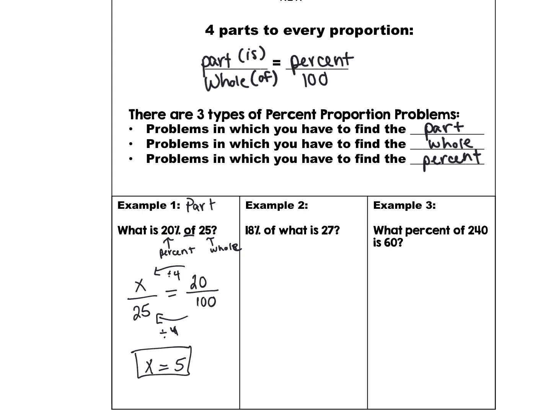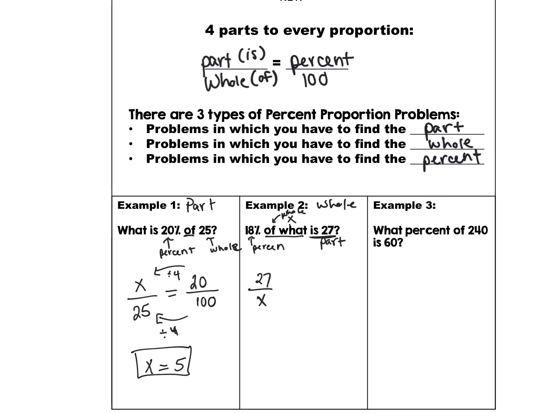Now we have 18% of, so we know we got our percent here. And it says of what is 27. So "of" is what we're trying to find, because it says of what. So we're trying to find our whole. And when it says is 27, that means that's our part. So our part is 27.